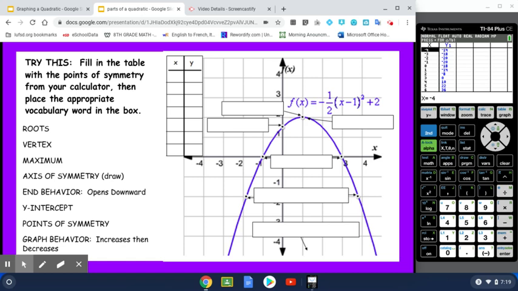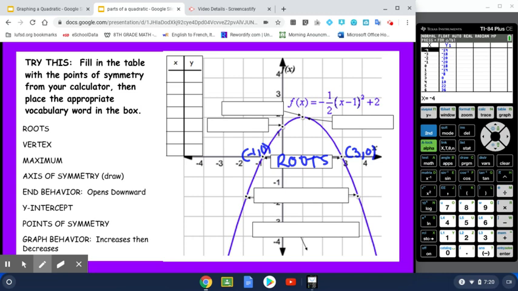Okay, so now we're going to talk about how to find all the pieces of this parabola. So again, your roots are here where the parabola crosses the x-axis. So these would be your roots, and you know that is (3, 0) and (-1, 0). I'm just going to label them in here so next we can get to it and we'll see it in the table as well.